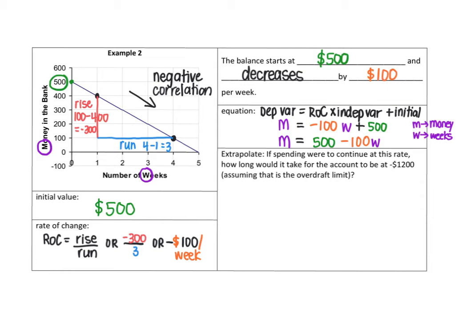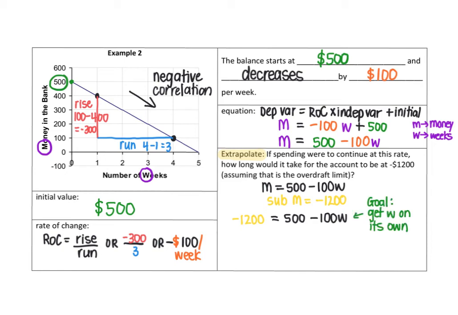Now we can use this equation to extrapolate if the spending were to continue at this rate of negative $100 per week. How long would it take for the account to be at negative $1,200? In this case, the negative $1,200 is the amount of money we would have. So we're going to substitute that in for M. And that means we're going to have to solve this equation to isolate W, or to get W by itself. Let's see what happens when we do that.